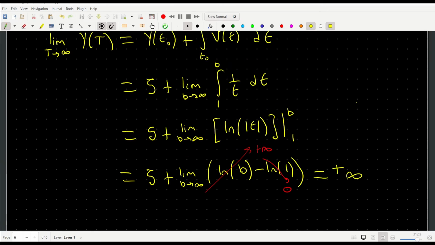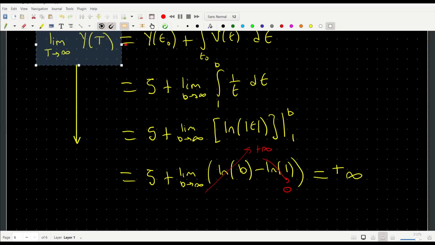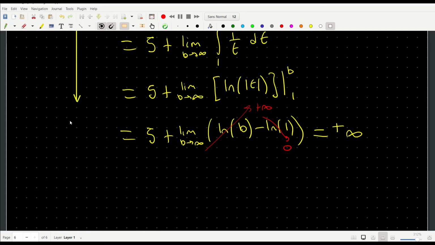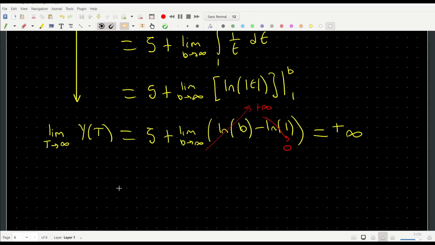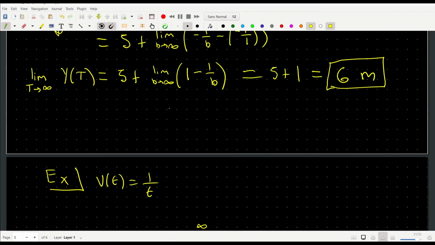So the long-term behavior in this case, for y of t for this velocity function, is that the particle just continues to get larger. The y-coordinate of the particle continues to get larger and larger without bound. And this is a good comparison between a divergent improper integral, because in this case the improper integral diverges, and in this case the improper integral converges.